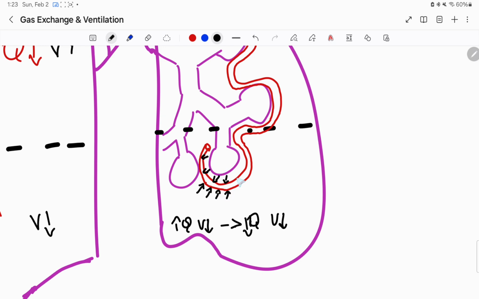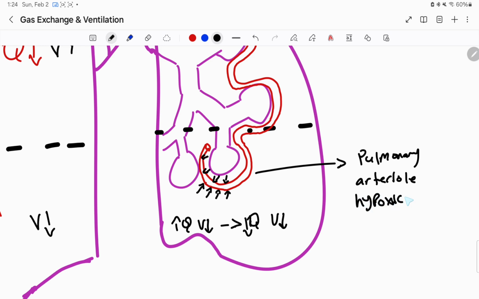You know what it's called when a vessel contracts? So vessel translates to vaso, and lowering the lumen, or this circle here, that's going to be called constriction, okay? So this effect is actually called pulmonary arterial hypoxic vasoconstriction.